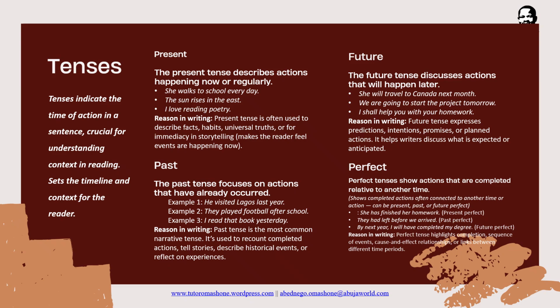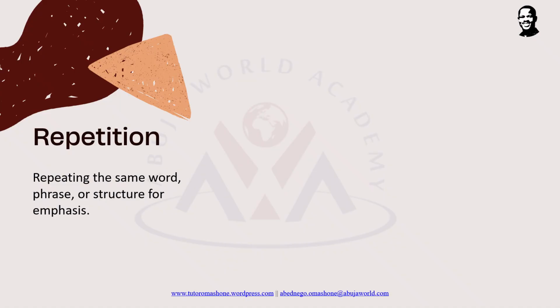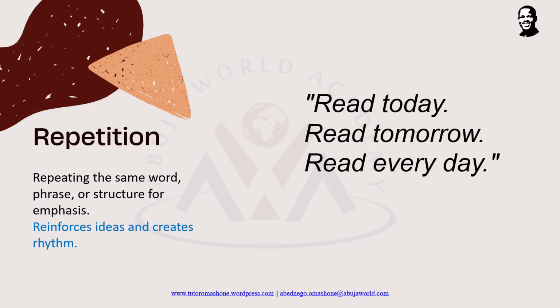Now, apart from the tense, we also have another structural feature you should be looking out for whenever you read, and that one is repetition. And what's repetition? Repetition has to do with repeating the same word, phrase, or even structure for emphasis. And why do you use it? You use it to reinforce ideas and create rhythm. For example, you can say: read today, read tomorrow, read every day. Here you see that there's a repetition of the word read, read, read.